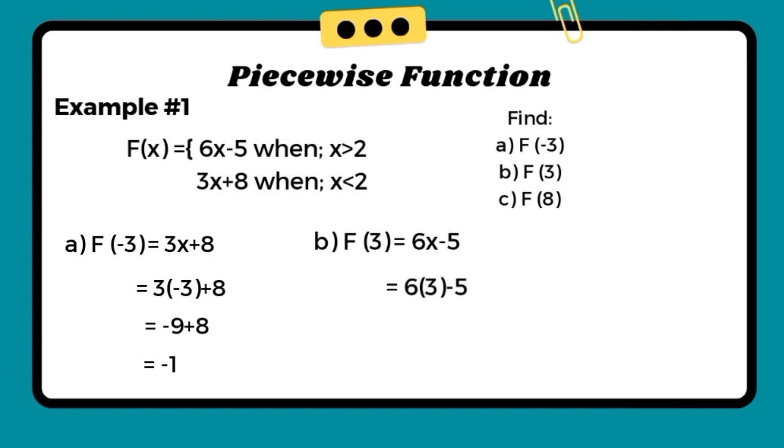Next, we have 6 times 3 minus 5. We multiply first 6 times 3, and bring down the negative 5. So the answer is 18 minus 5. What is the answer to 18 minus 5? The answer is 13. So that is the answer to letter B.